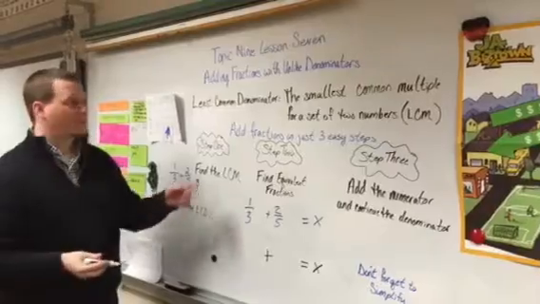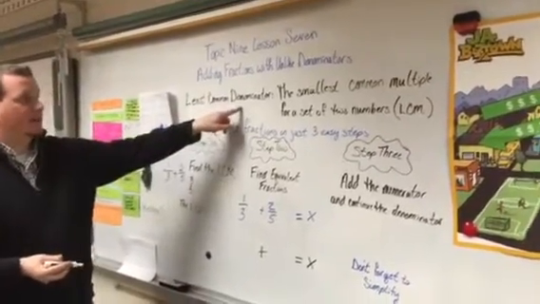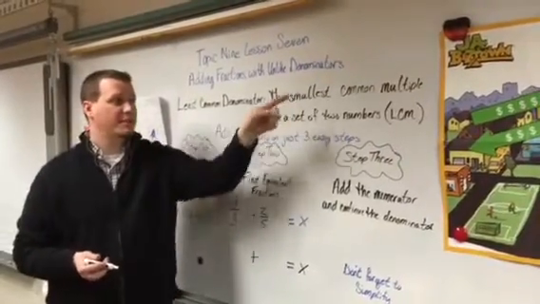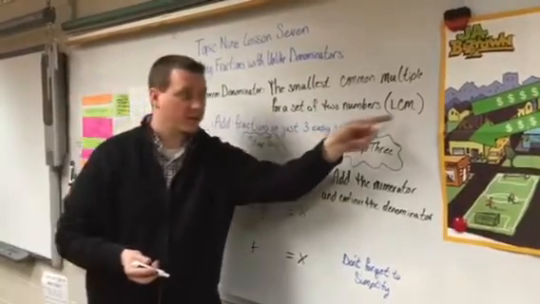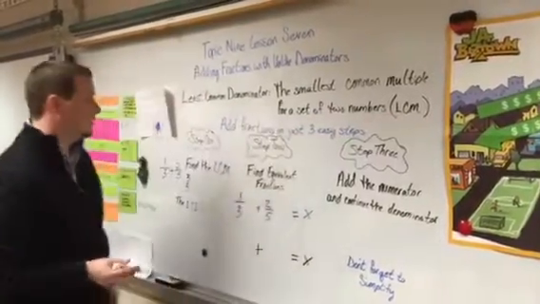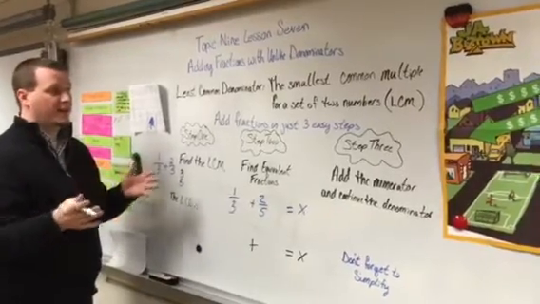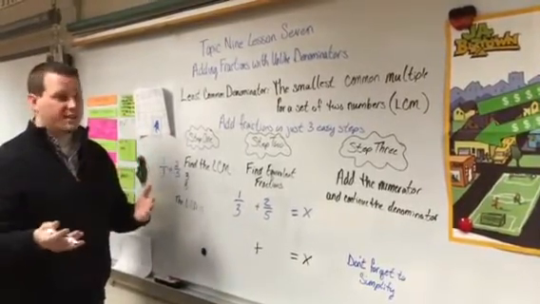Once again, let's start out with our vocabulary. Least common denominator is the smallest common denominator or multiple for a set of two numbers. We also know it as the LCM. Once we can find that, we can add fractions in just 3 easy steps.